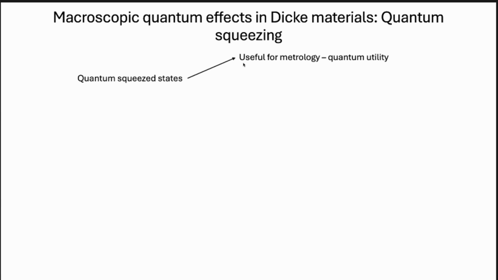Quantum squeezed states are useful states for quantum metrology. They have some utility. And also, as we heard in the earlier talk about quantum Fisher information, quantum squeezing is also a witness to multipartite entanglement. So observing this kind of squeezing also tells you that your quantum state is entangled, that there's some many-body entanglement in your material.